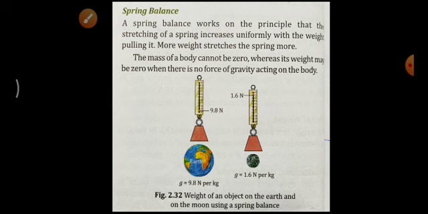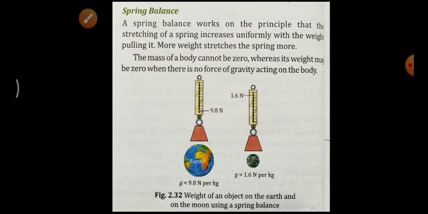The mass of a body cannot be zero, but weight may be zero when there is no force of gravity acting on the body. Especially, the weight is zero in space, because there is no gravitational force of attraction. But mass cannot be zero. Mass is a physical quantity which is the amount of matter contained in a body, but weight is the amount of force with which the earth attracts an object towards its center.